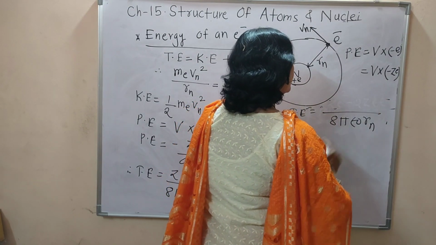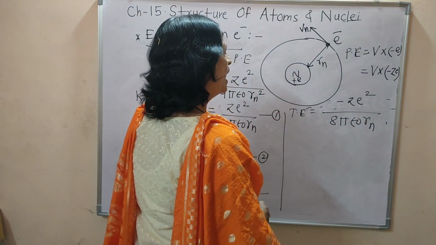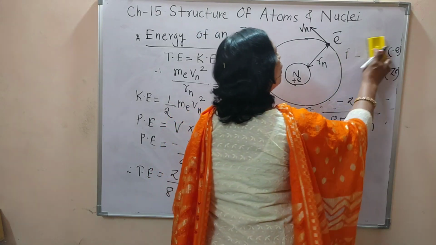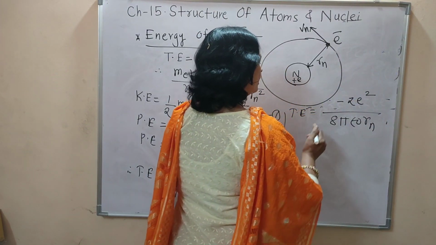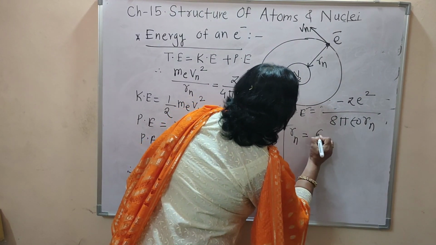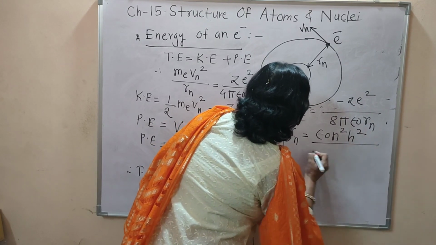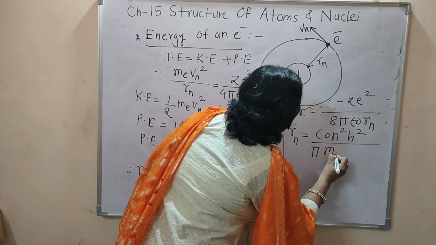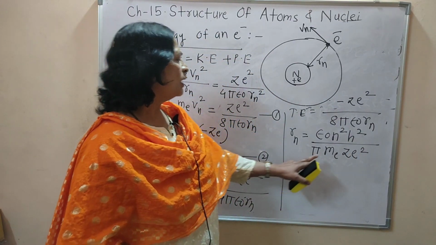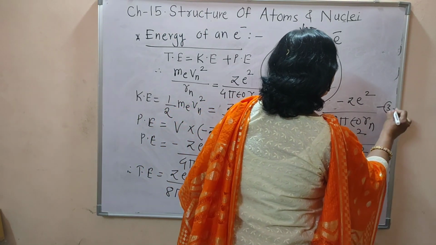Okay, minus Ze square. Now we already studied the derivation for the radius of the orbit Rn. What is the value of Rn? Rn is equal to epsilon naught n square h square divided by pi me Ze square. This is the derivation for radius. This is equation number 3 and this is equation number 4.